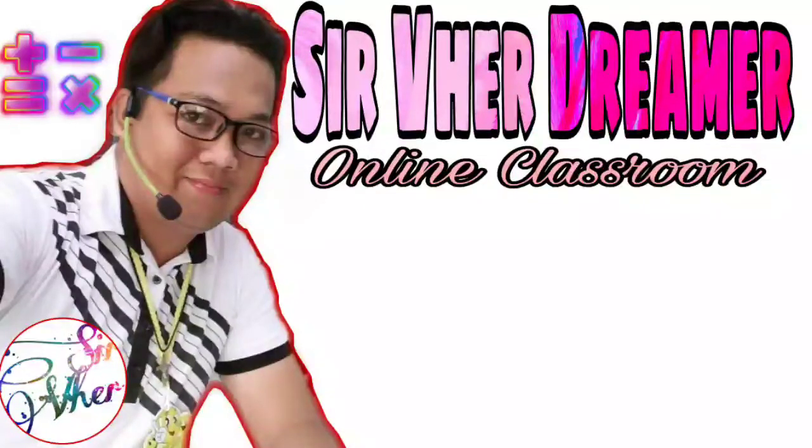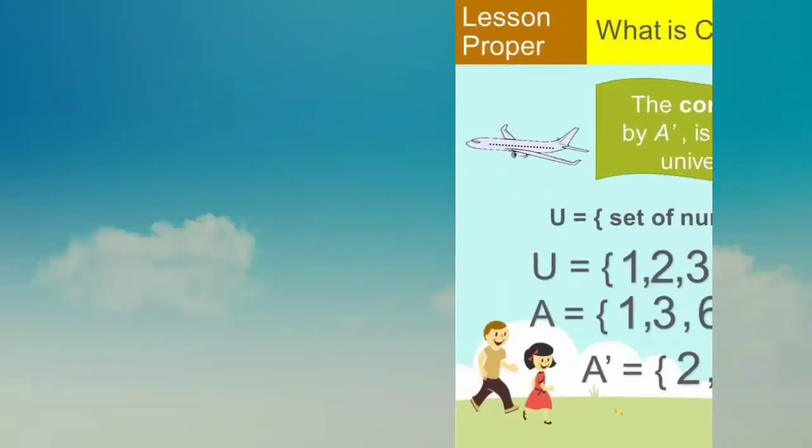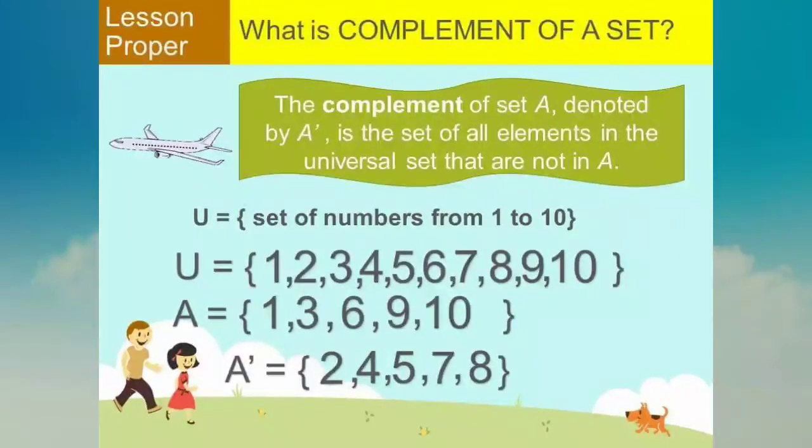Now, we're going to discuss another lesson for week 1, which is complement of a set. Okay, so let's start. What is complement of a set? The complement of set A is denoted by A apostrophe, so it looks like capital letter A apostrophe. That is what is meant by complement. It is the set of all elements in the universal set that are not in A.